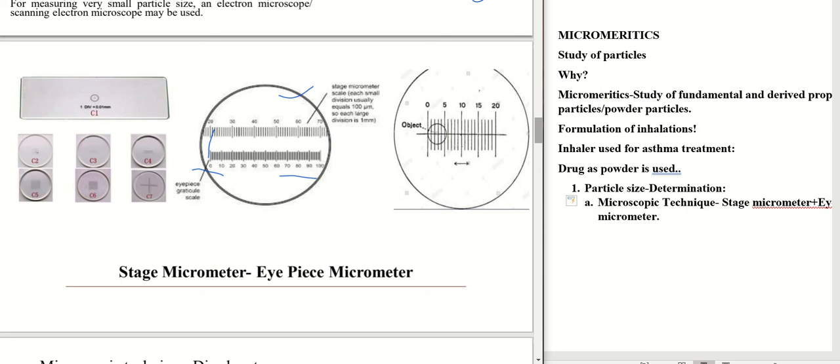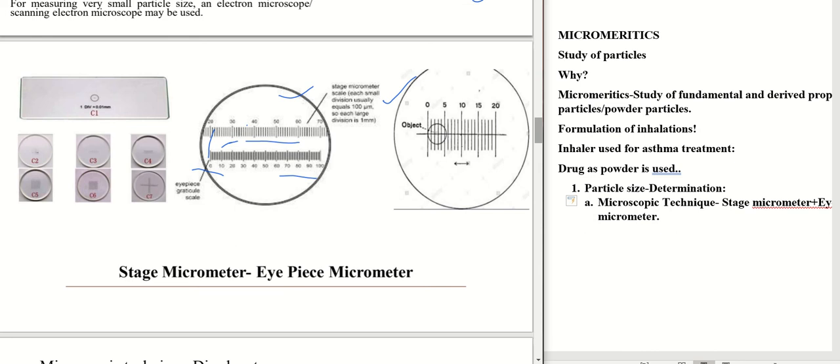Now, our next step is soon after calibration. This is how we will be seeing the stage micrometer. See, each small division is equal to 10 micrometers. Each small division, see here, we will be able to see each small division is equal to 10 micrometers.